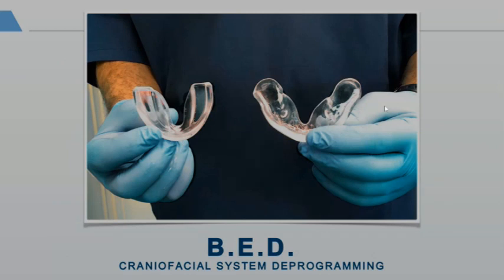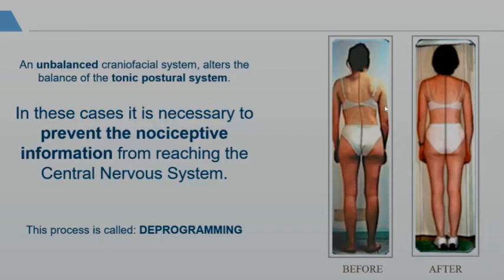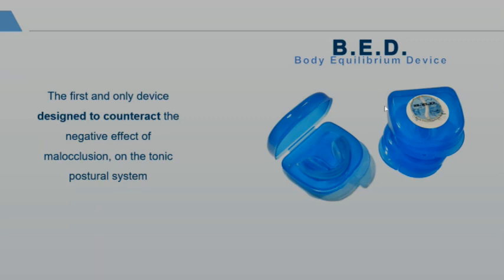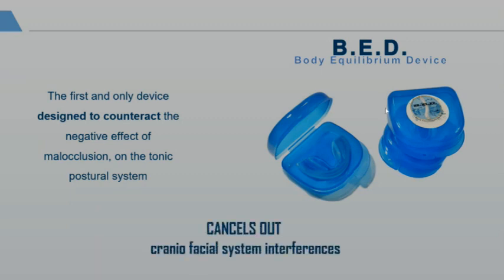I call it BED, Body Equilibrium Device, because it's a simple thermoplastic device, one size, you can adapt it to every patient, and you can deprogram the system, and your work will be better. You can annulate the stomatognathic system dysfunction. Very simple. Obviously, you need training not to manipulate that. It's a very simple device for all medical sciences to annulate, cancel the craniofacial system interferences.